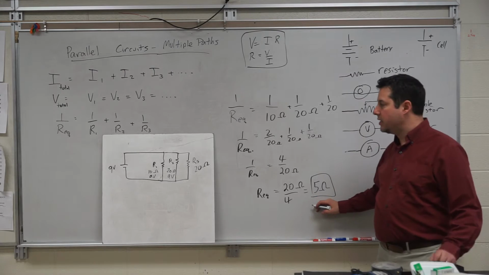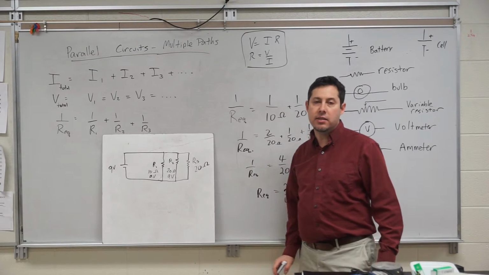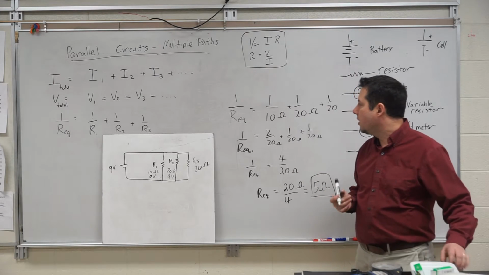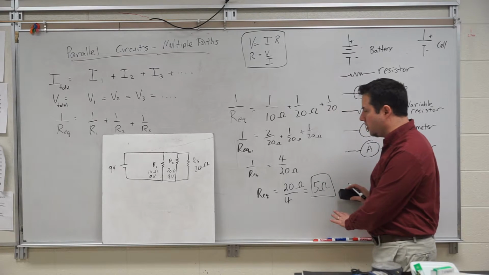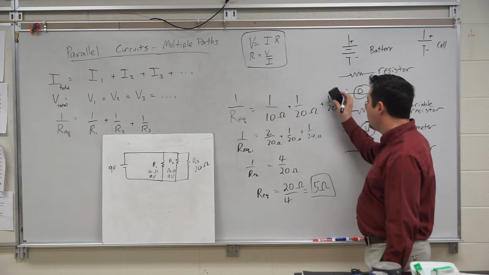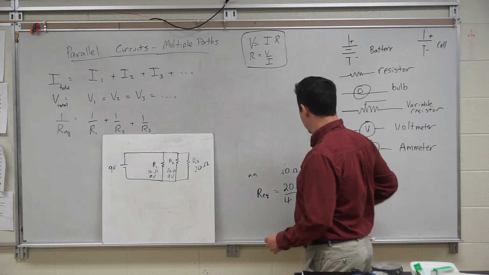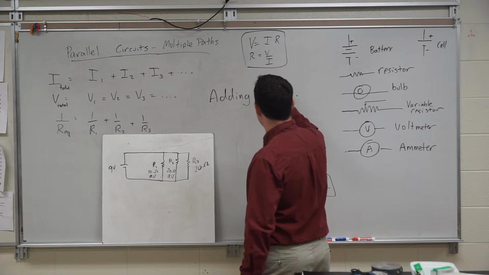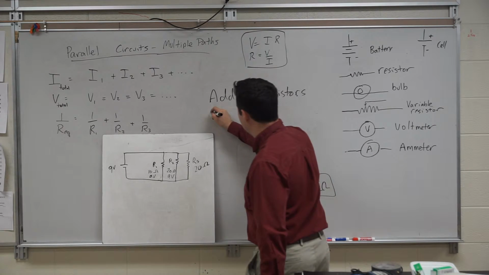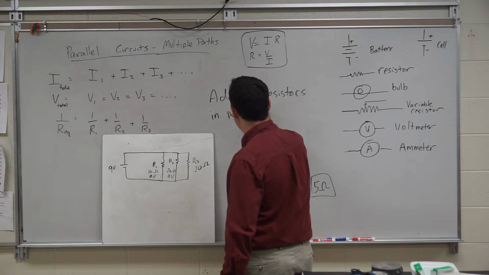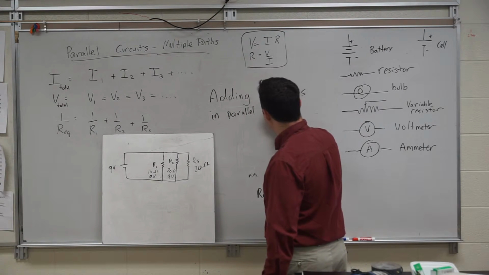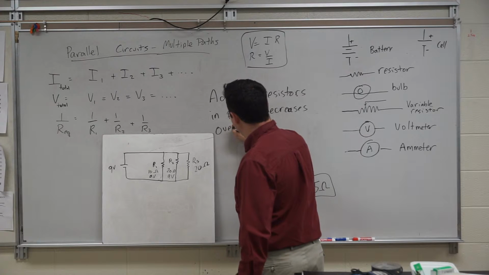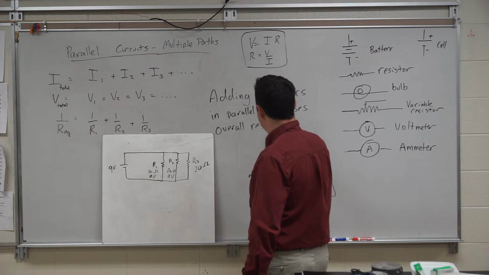So adding an extra resistor actually decreased the overall resistance of the circuit. And this is where it gets kind of counterintuitive, because when you are in parallel, I'm going to erase this in a second, so pause if you want to write anything down. But when you are in parallel, adding resistors in parallel will decrease the overall resistance of the circuit.